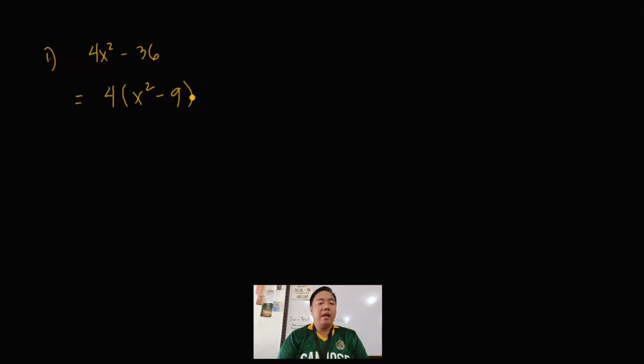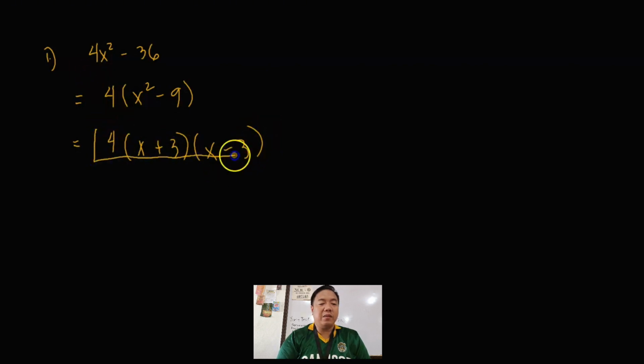Okay? And then, tapos na po ba dyan? Look at the ones inside the parentheses. It's x squared minus 9. Ano po napapansin niyo sa kanya? Very good. This is difference of two squares. So, we can still factor out x squared minus 9. And you're going to have your answer to be 4 times the quantity of x plus 3 times the quantity of x minus 3. So, meron pa po bang pwedeng i-factor out dito sa given natin? Wala na. So, we are able to factor it completely. So, titingnan po ninyo kung prime na po talaga siya, then that will be our final answer.